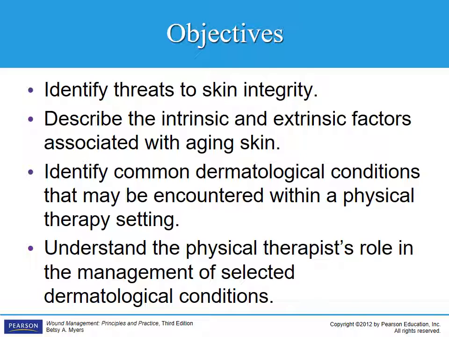So the objectives are to identify threats to skin integrity, to describe the intrinsic and extrinsic factors associated with aging skin. This is the most important objective of this particular chapter. You're going to work with a lot of geriatric patients potentially, and understanding the way that the skin changes with aging is incredibly important. We're going to identify some common dermatological conditions that may be encountered in PT, and then understanding your role in the management of these conditions.